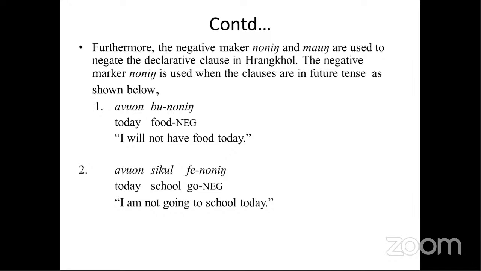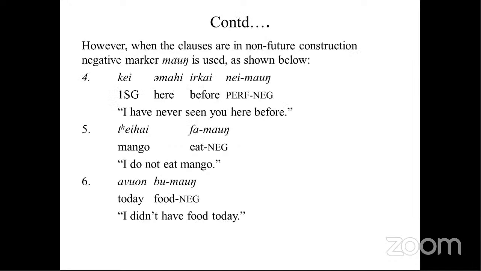However, when the clauses are in non-future construction, the negative marker mau is used. For example, say amahi nay mau. Say is first person singular, amahi is here, precise before, nay is perfective, and mau is negation marker. I have never seen you here before. In another example, tehai fa mau. Tehai is mango, fa is eat, mau is negation marker. I do not eat mango. Abun bu mau. Abun is today, bu is food, mau is negation marker. I didn't have food today.